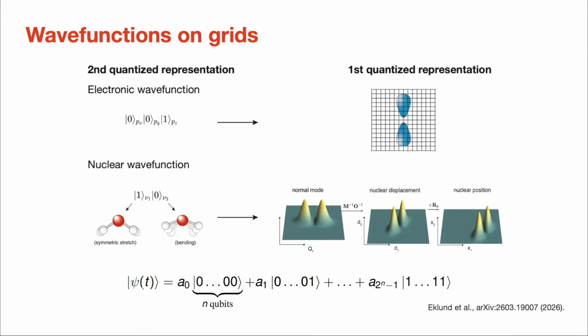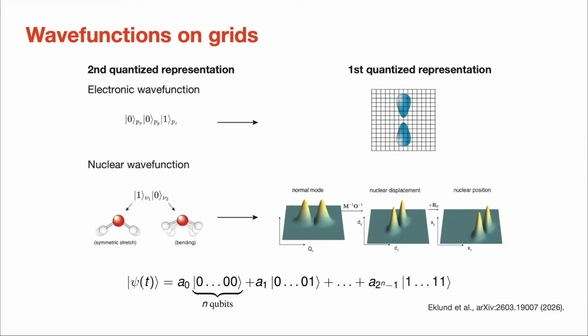In second quantization, which is the normal representation for doing electronic structure, I might have an electronic wave function that's a bunch of zeros and ones. So I might have the electron in the pz orbital, represented as 0, 0, 1. I need to translate that to put it on my quantum computer as a wave function on a grid that looks like a p orbital. For electrons, that's reasonably straightforward. Where it gets trickier is with nuclear wave functions, and this is really the main technical contribution in this paper.